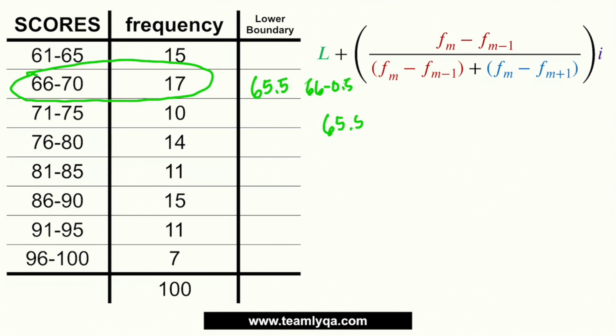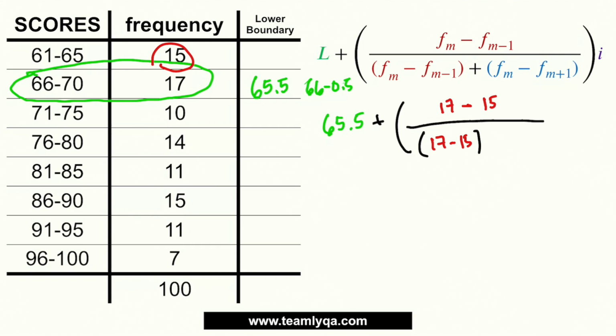We have 65.5. Tapos, plus, yung quantity, again, sa taas, yung frequency ng modal class natin, which is going to give us 17. Tapos, minus, yung before it, which is 15. Tapos, all over, yung dalawa naman na i-add natin, which is, again, same thing na nasa taas, 17 minus 15. Tapos, idadagdag natin sa kanya yung difference naman nung modal class, which is still 17. Tapos, ima-minus naman natin sa kanya yung sumusunod, which is 10. So, minus 10 ito. Okay?